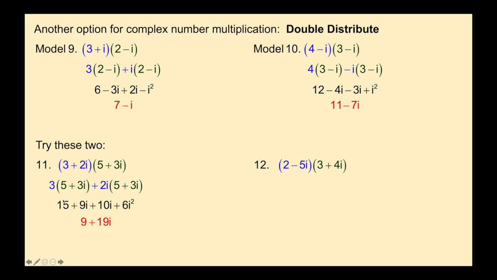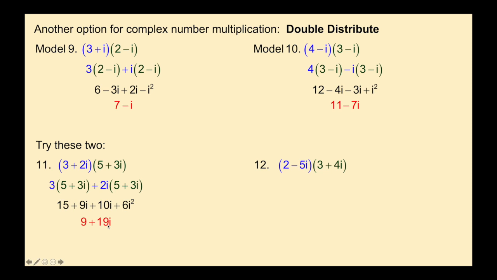And here I've used double distribute. Again, I would say you don't really need to write down this step if you want to just do this in your head. But 3 times 5 is 15, and 3 times 3i is 9i. Then 2i times 5 gives us 10i, and 2i times 3i gives us 6i squared. Once again, that i squared is going to change into a negative 1, making this a negative 6. So 15 and negative 6 combine to give us 9, and then 9i and 10i combine to give us 19i.